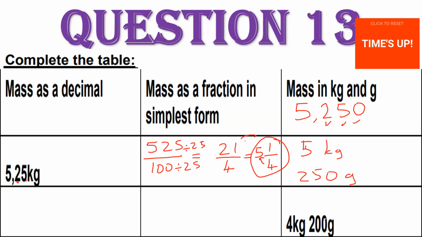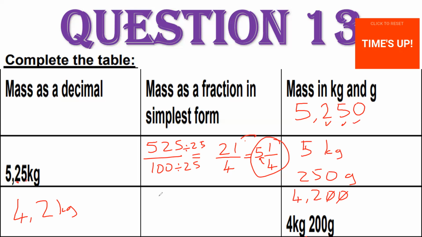Now, in kg and 200 gram is given. So how can I write this one? 4 comma 200. Okay, but these 2 zeros we can remove. So our answer is for this side, 4 comma 2 kg. Did you get it? Just comma and remove all units. So 4 comma 2 kg.